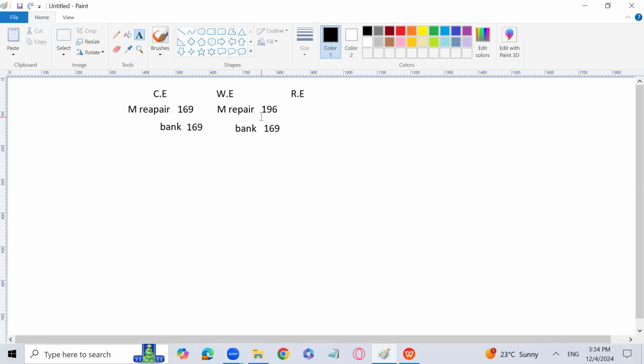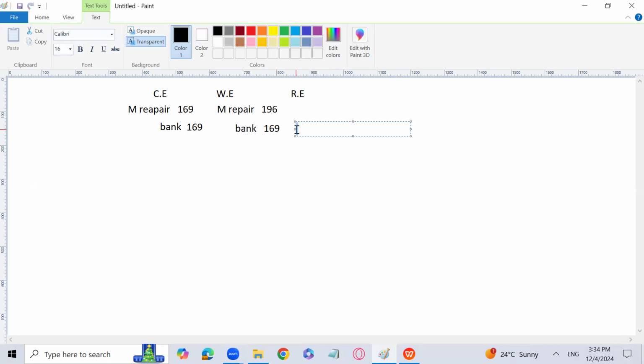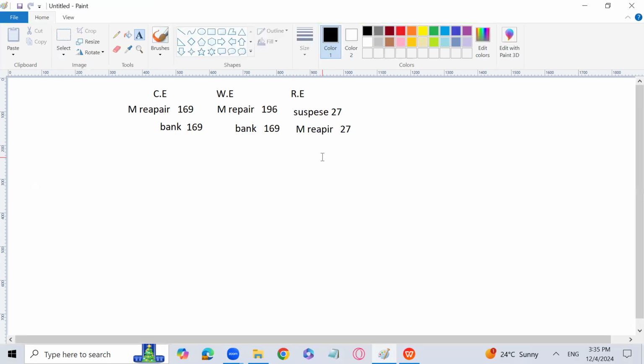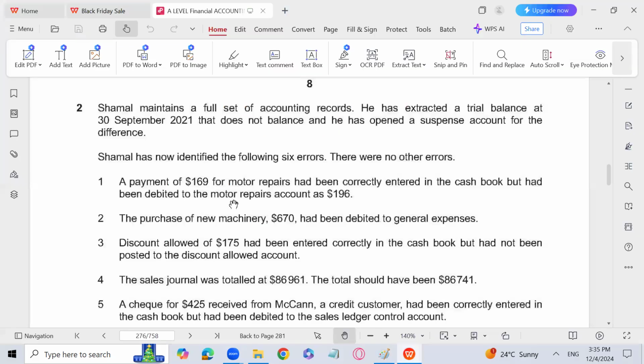That is known as overcasting, overwritten. If a thing is recorded more than its actual amount, we will record it on the opposite side with the extra amount. So 196 minus 169, how much will it become? 27. So we have debited motor repair more by 27. We will give it a credit with 27, and bank is already correct. Correct things will not come in the rectifying entry. So suspense will come on the debit side with 27. We have passed the rectifying entry: suspense debit 27 and motor repair credit 27. Any problem? Quite easy. But please don't pass the entry of 196 on both sides, otherwise it will become wrong, because bank is correct. Only 196 has been written on the debit side more than its actual amount.